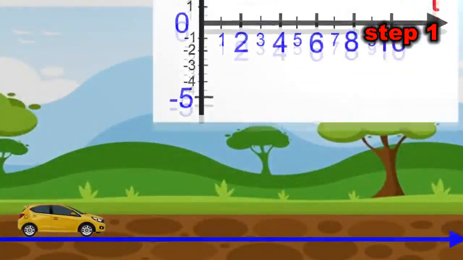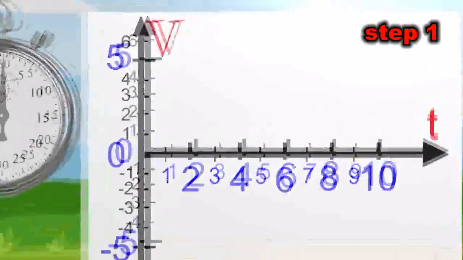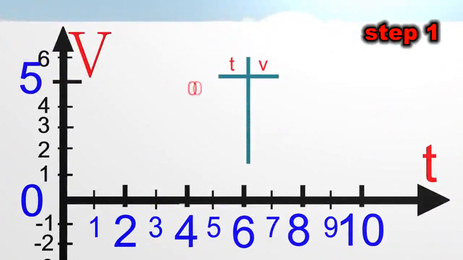First step. The car is stationary at first, so its velocity is 0. Because it moves at an acceleration of 2 meters per second squared, 1 second later its velocity becomes 2 meters per second. And 1 second later its velocity becomes 4 meters per second. 1 second later, its velocity becomes 6 meters per second.